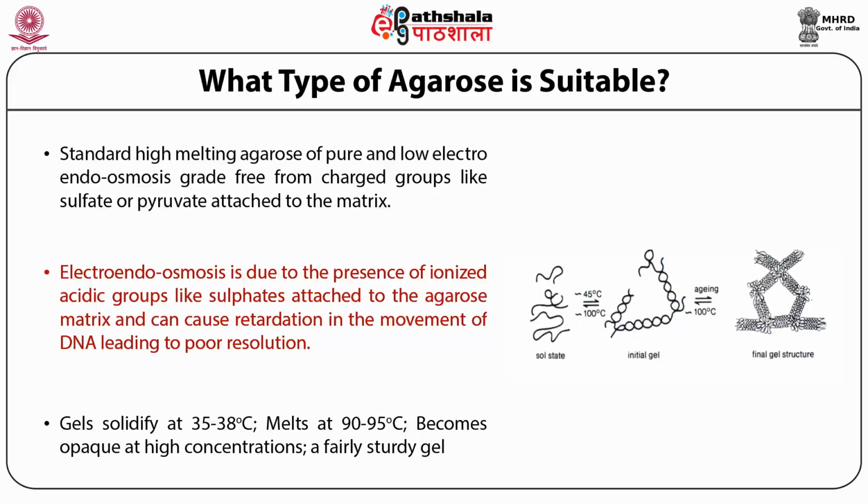And lastly, the high gel strength agarose. It combines a very high gel strength with low EEO and is ideal for high speed, high temperature, and pulsed field gel electrophoresis based applications.